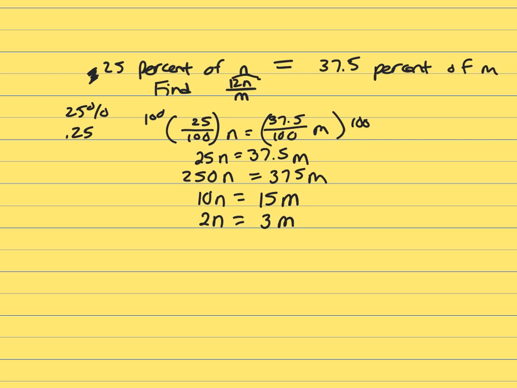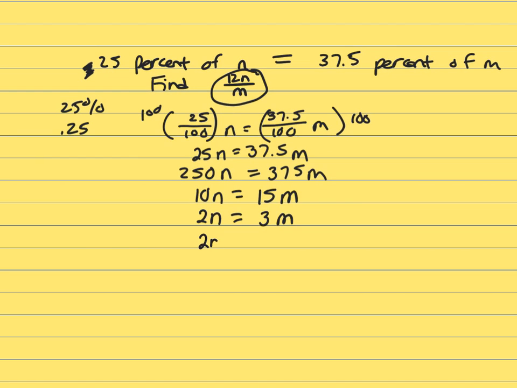And I'm trying to find this, 12n over m. So, let me see. What do I want to do next? I think I want to do this. Let's just go ahead and find the closest thing to 12n over m. So let's divide both sides by m. And you're left with 2n over m equals 3.